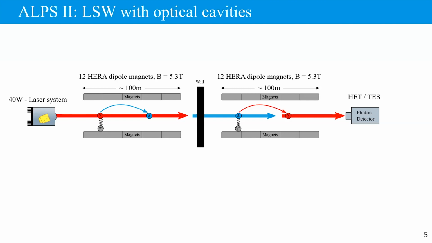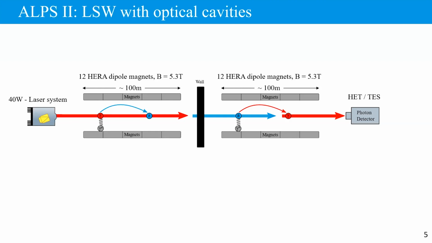For the detection of the regenerated photons, we use two different detection schemes. The first one is the so-called heterodyne detector, and the second one is the transition edge sensor. In this talk, I will only focus on the HET detector, because this is the one that we use to take the first data for the initial science run.